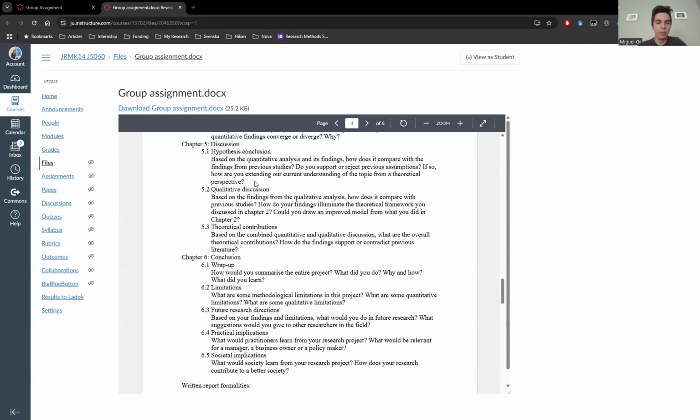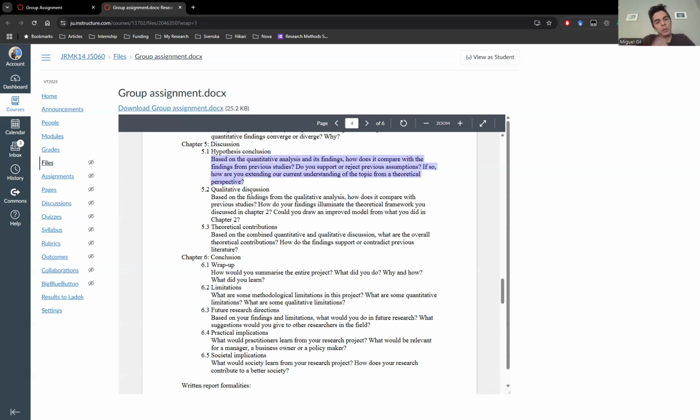So in 5.1, based on whatever you concluded, whether it is fully support, fully reject, partial support, partial reject, or inconclusive, whatever your conclusion is on the hypothesis, elaborate an explanation that adds knowledge to that topic. I think 1 or 2 paragraphs is enough. You don't need to write a lot. 1 or 2 is super good.